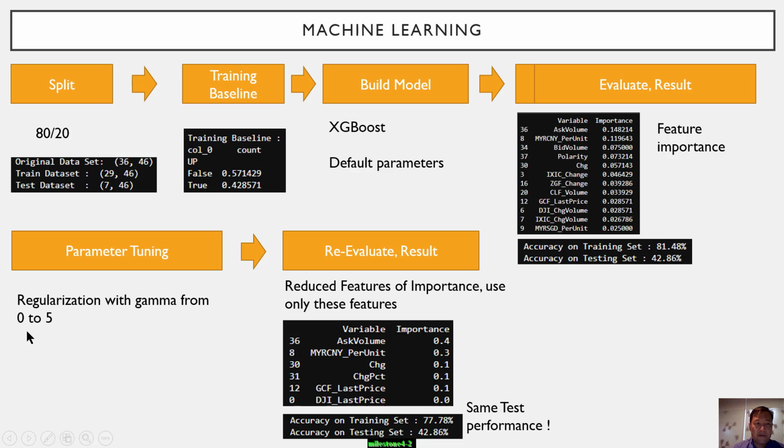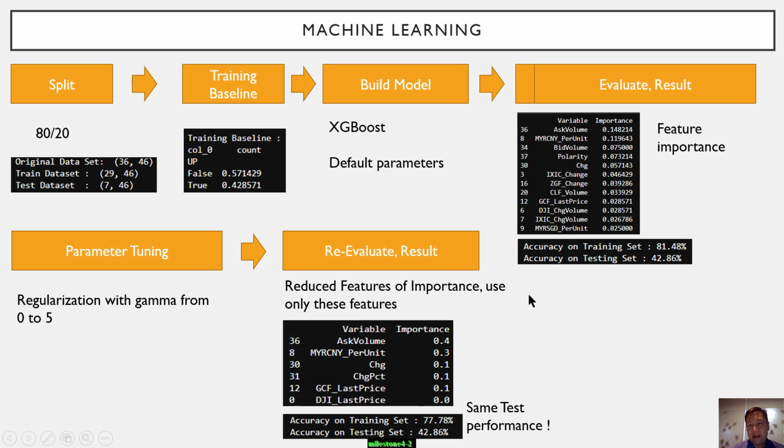I also regularize the gamma value from 0 to 5, so the model is less complex. And with fewer features, it is still able to give us actually the same test performance, but reduced training performance, right? But the model is much more simplified, with fewer features and with regularization in place.